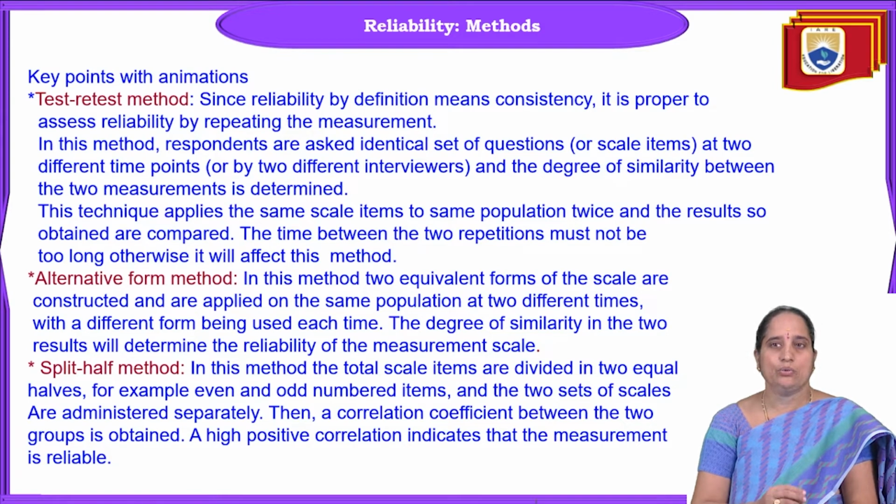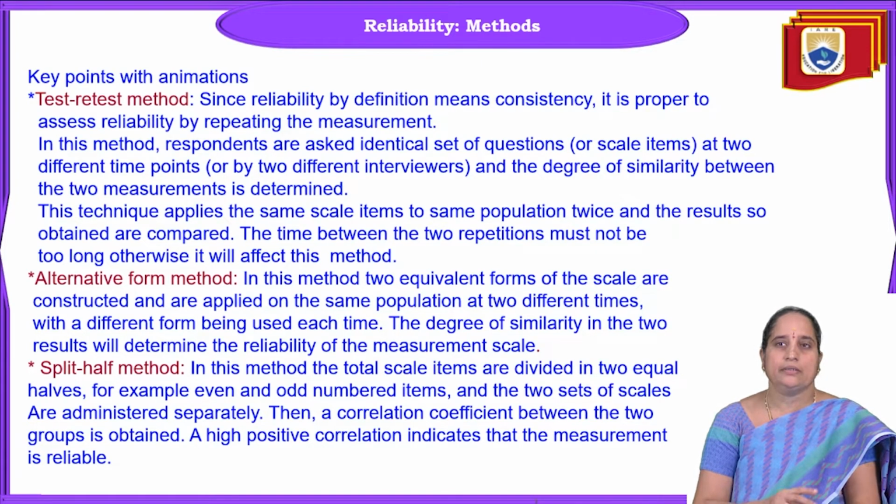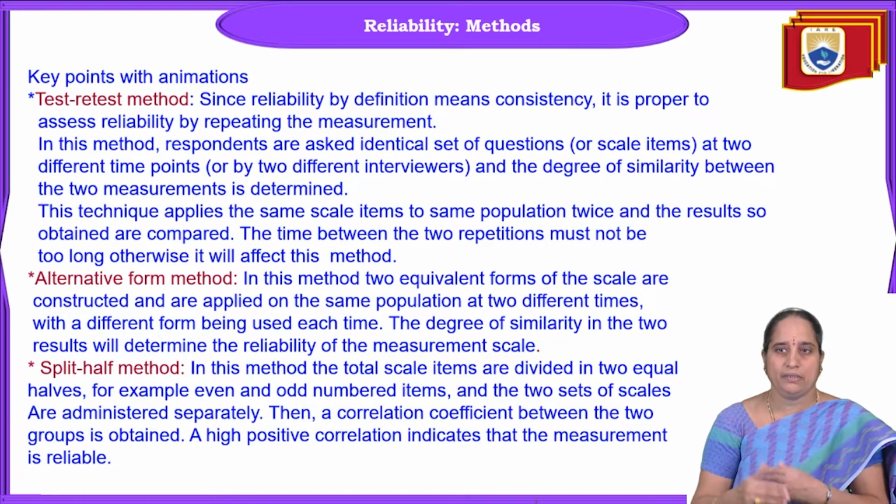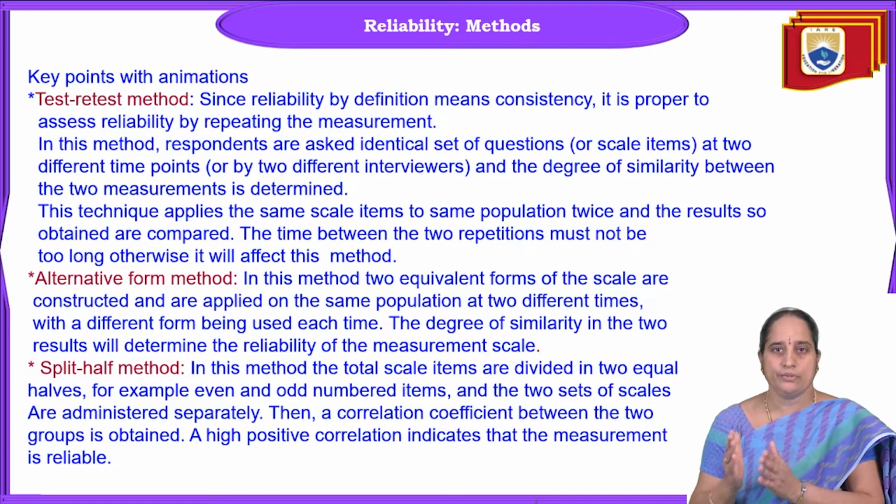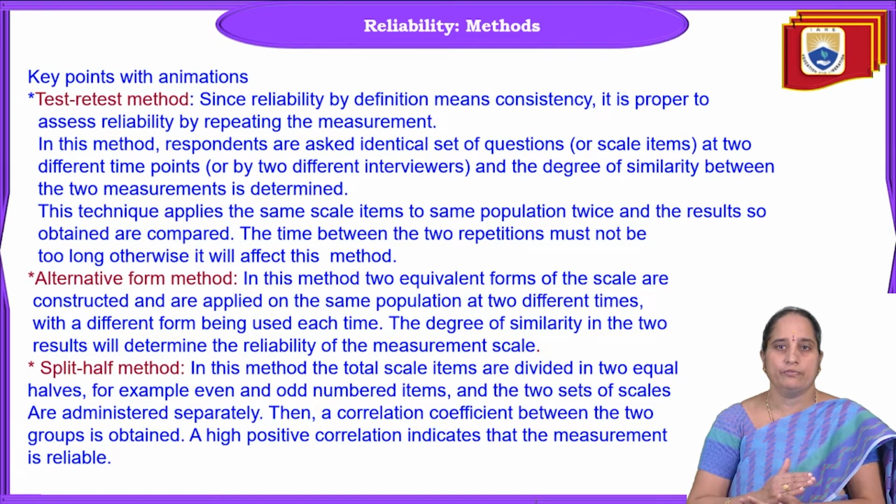And the second method is the alternative form method. In this method, two equivalent forms of scales are constructed and applied on the same population at two different times, with a different form being used each time. Here also you repeat the same, but instead of using one form, we use another form of survey. The degree of similarity in the two results determines the reliability of the measurement scale.